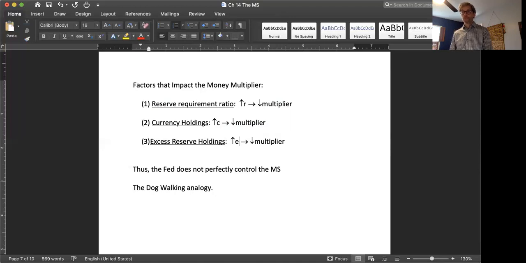So the Fed controls the monetary base. They do not control the money supply. Why? Because the Fed doesn't control the multiplier. Specifically, the Fed doesn't control how much excess reserves banks hold and how much currency the public holds. So you'll hear me use this analogy a lot, if I haven't already used it a lot in this class. You have to think about the Fed controlling the money supply like I walk my dog.